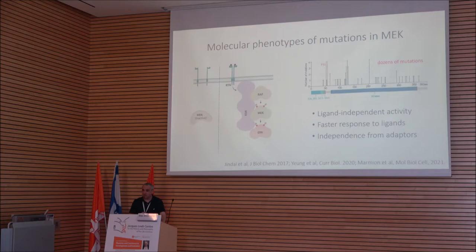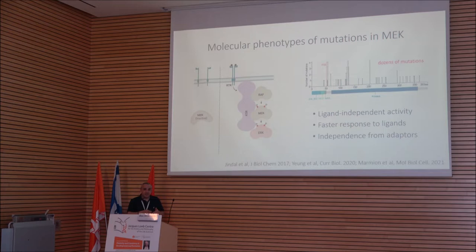The second thing that we learned, and this also can be done in a test tube by mixing inactive MEK with constitutively active RAF, is that the mutant forms can be activated faster by RAF. We know that this is happening in a test tube, and we know that this is something that is happening in vivo using mis-expression systems.